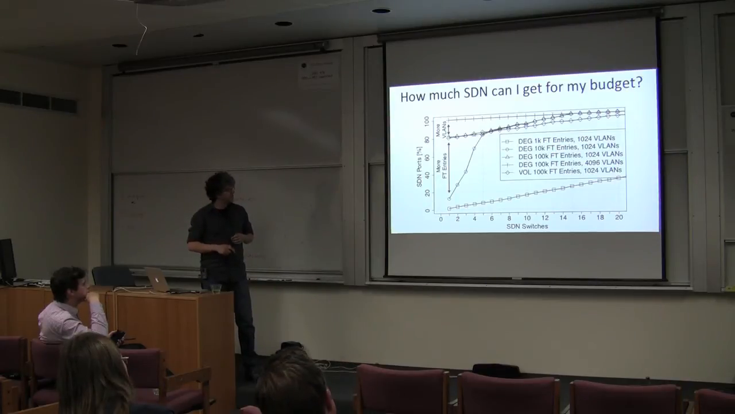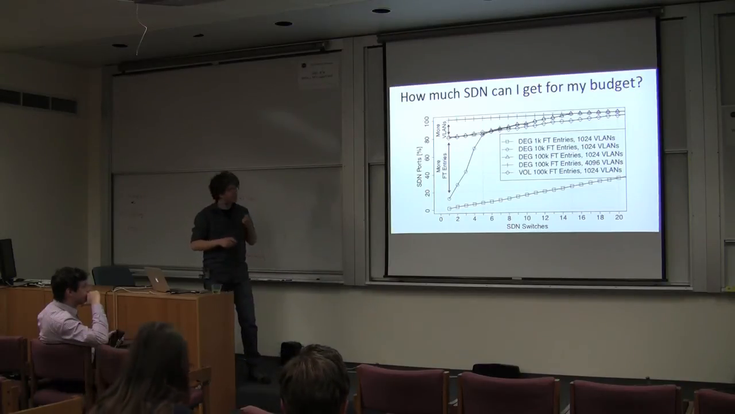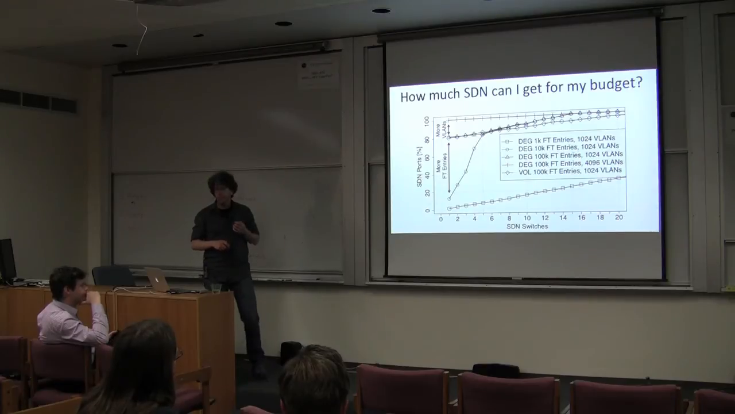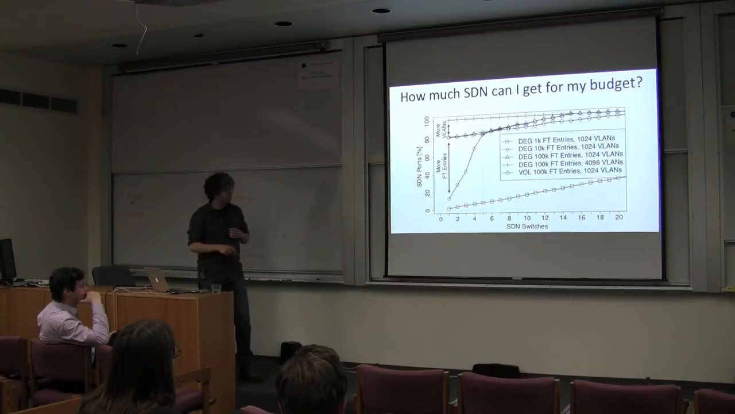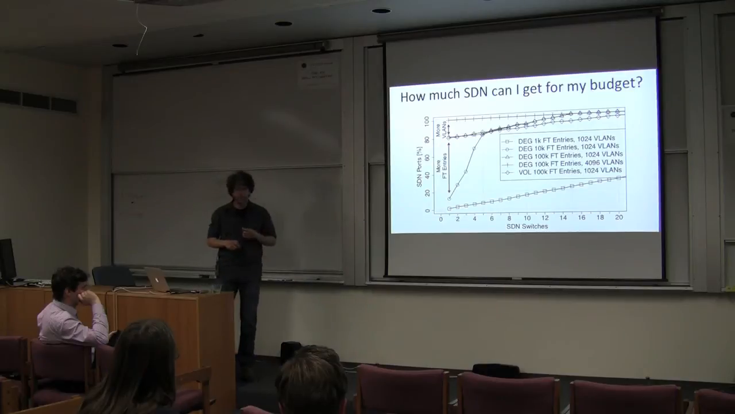Each of these 5 lines represents a different set of parameters that we specify. The key parameters in this plot are the flow table entries and the number of VLANs supported in the hardware that we're dealing with. The line along the bottom represents a very pessimistic case where our SDN switches only support 1,000 flow table entries, and we're assuming 1,024 VLANs are supported in the enterprise switches in our network.